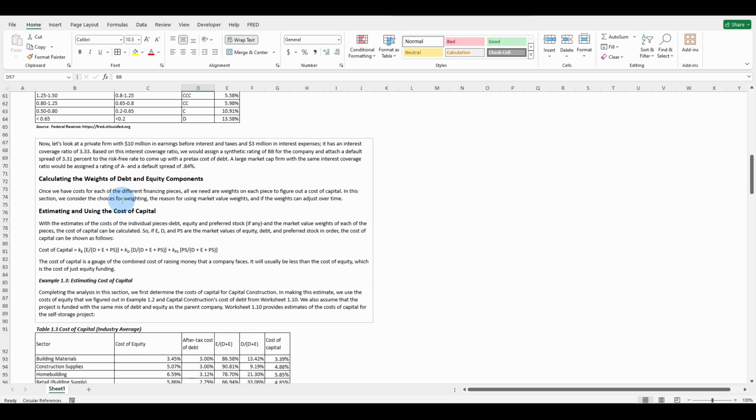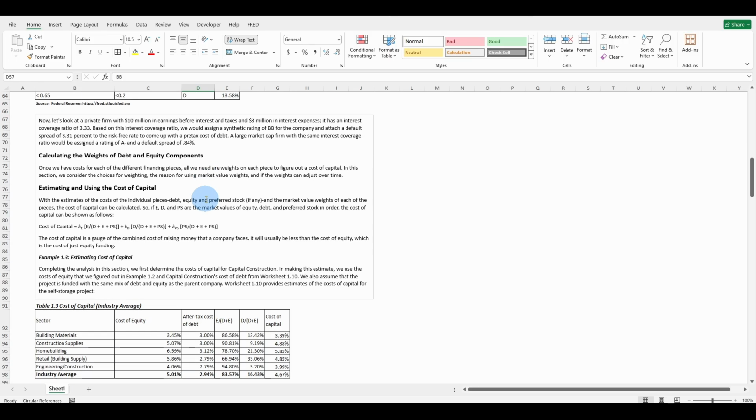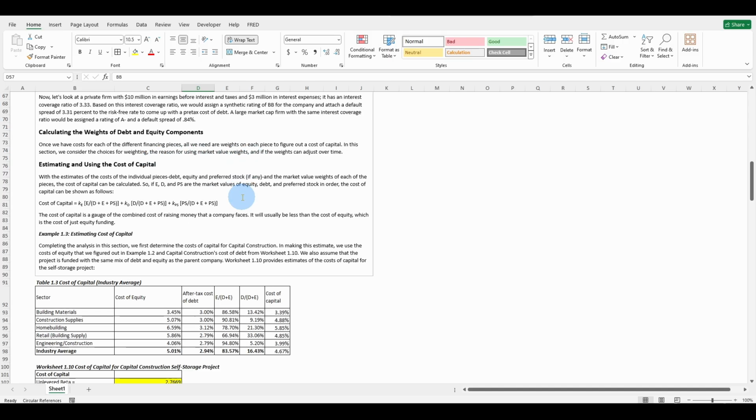Calculating the weights of debt and equity components. Once we have the cost for each of the different financing pieces, all we need are weights on each piece to figure out a cost of capital. In this section, we consider the choices for weighting, the reason for using market value weights, and whether the weights can adjust over time, estimating and using the cost of capital.